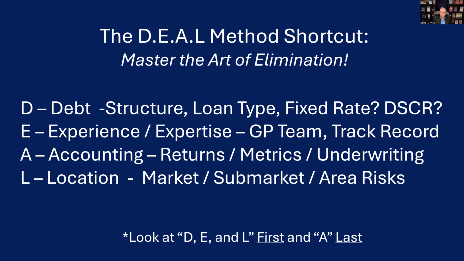Say no quickly. Don't waste time going through the numbers because if the debt structure or the loan type is a no, or the experience or expertise of the GP is a no, or the location, the state it's located in, is a no, don't even spend time looking at numbers. I know it's so seductive to look at the numbers and underwrite all these deals, but don't waste your time. Just say no based on those three things, and then look at the numbers and the accounting last after you decided, hey, I like the way this deal's structured. This GP team really rocks. I like them. And I would love to do a deal in this location.